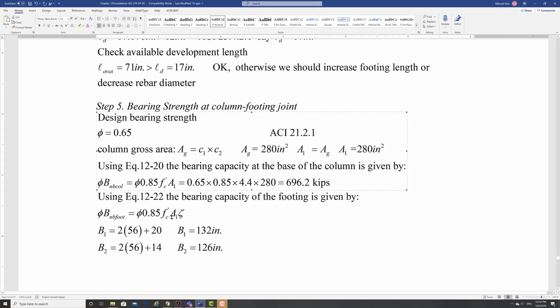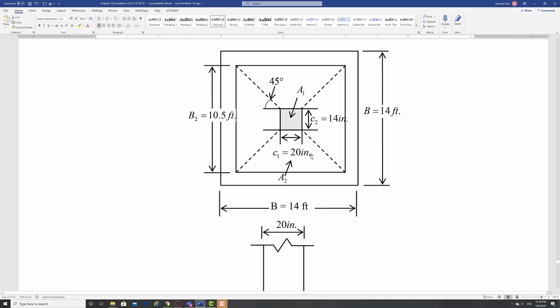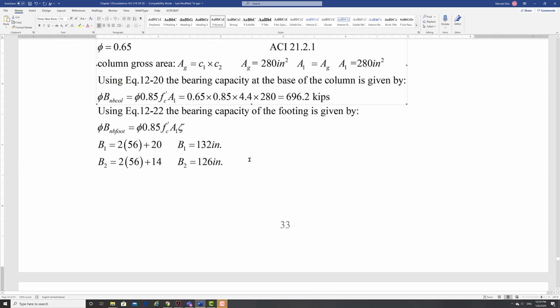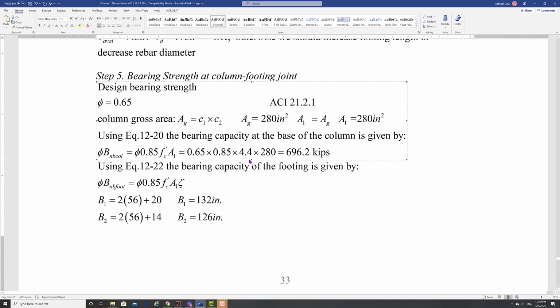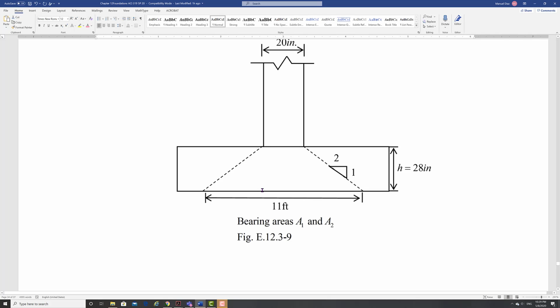Now we need to do the one for the footing, right? So I need to find the area, right? A2. So we're going to find those. So B1, B2 are my two values that are being checked here, right? So here is my B2, and here is my other one, B1, right? So the one that is going to control is the smallest one, right? And so the smallest one is going to control, and that is your 11.